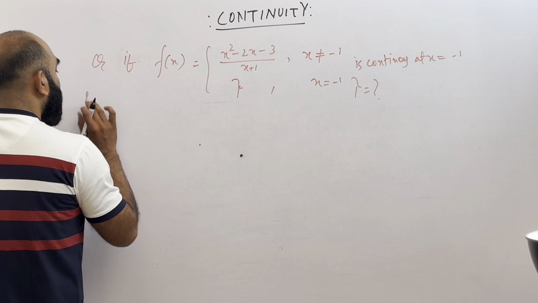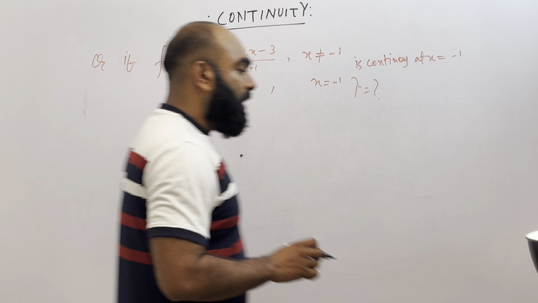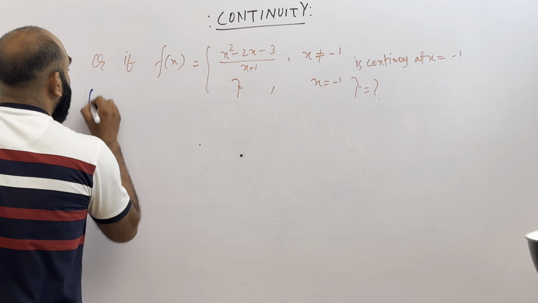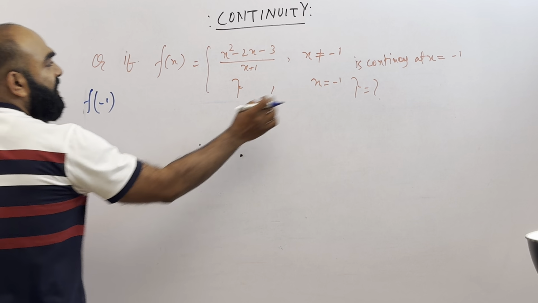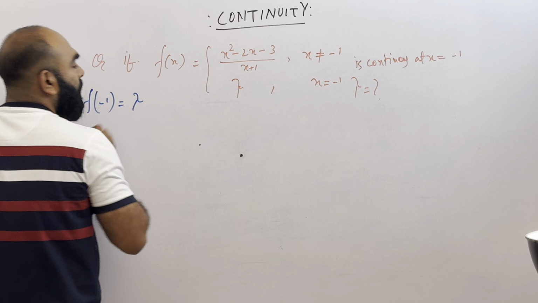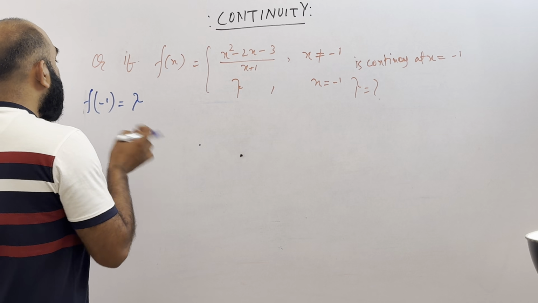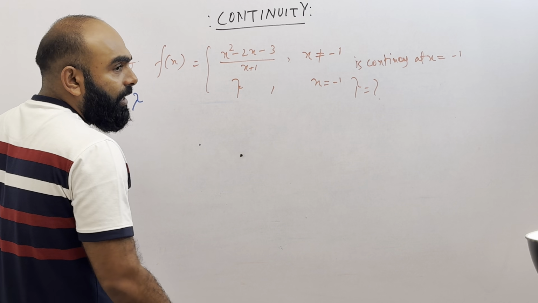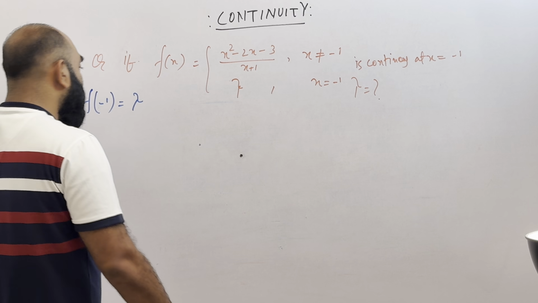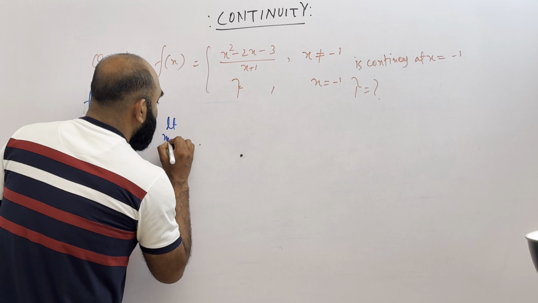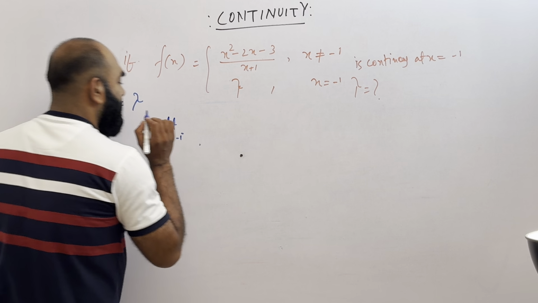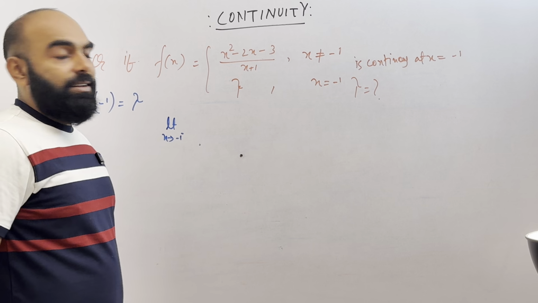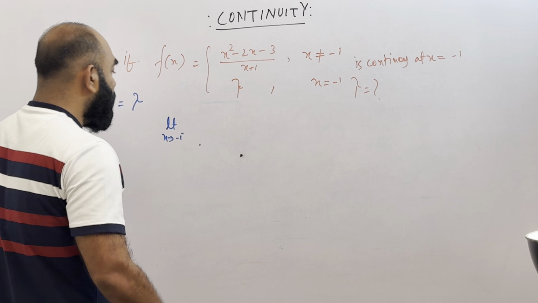f of a. f of a means f of minus 1. At x is equal to minus 1, the given function value is lambda only. Then I will go for left hand limit and right hand limit. Limit x tends to minus 1 minus. Minus 1 is your a. So a minus, f of x.